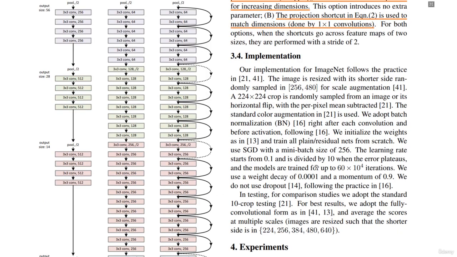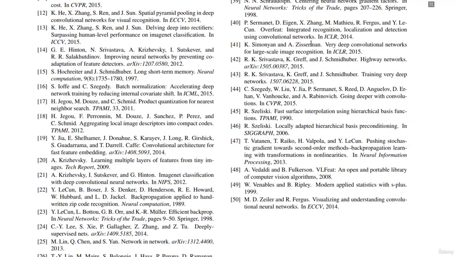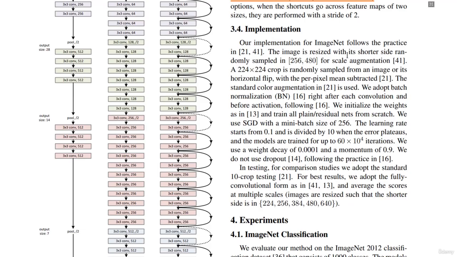Now if we look at the implementation during training, our implementation for ImageNet follows the practice in 21 and 41. Basically, these are some citations. We could go to 21. 21 is this paper by Krizhevsky et al., ImageNet classification with deep convolutional neural networks. This should be the AlexNet paper. And then 41 is this Simonyan et al., which is the VGG paper. And then the image is resized with its shorter side randomly sampled in the range 256 to 480 for scale augmentation. So this is already a data augmentation they've added into the implementation process.